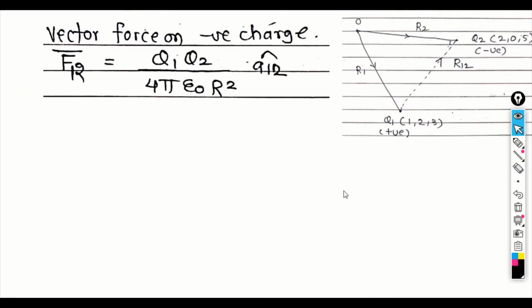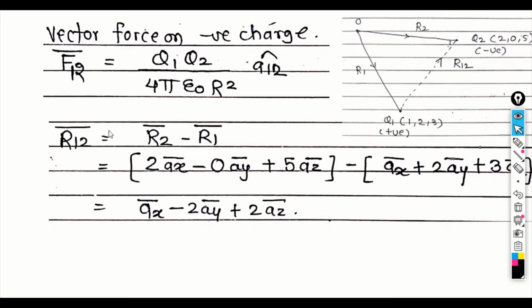So referring to the diagram, force exerted by 1 on 2 will be equal to Q1 Q2 upon 4 pi epsilon 0 R square. Why only epsilon 0? Because media which is given to us is vacuum, divided by R square multiplied by the unit vector. So calculations will be destination is 2, source is 1. So it will be R2 minus R1.